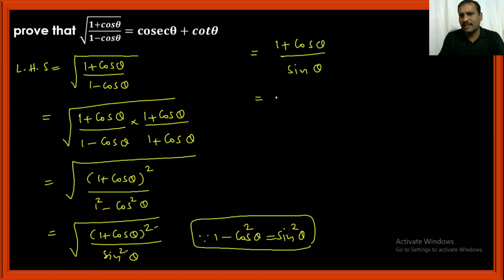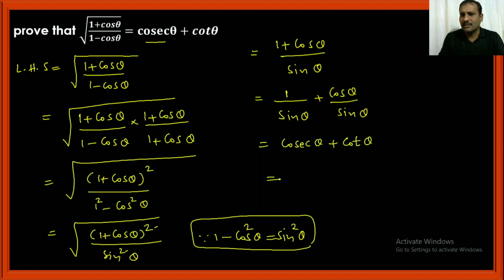Let us separate the two terms in the numerator, that is 1 by sin theta plus cos theta by sin theta. What is 1 by sin theta? It is cosecant theta plus cos theta by sin theta is cot theta. So that is equal to RHS. Hence the proof.